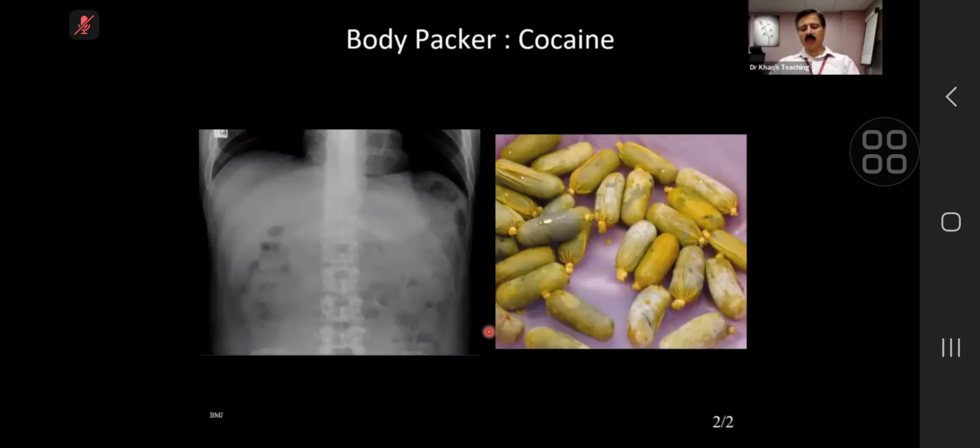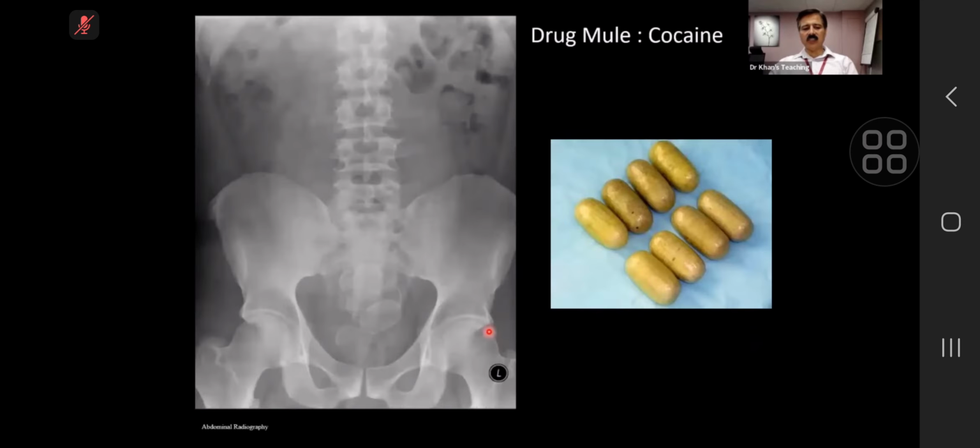This is a body packer, and this is another case from literature. We also call them drug mules. And this is a better quality picture, which gives you the same appearance. Look for this. It's a very Aunt Minnie type of sign: if you see it, you see it. And if you've never seen it, you will never pick it up. So it is another example.